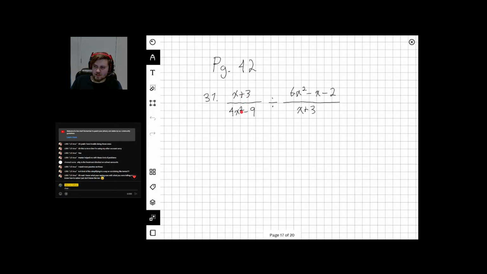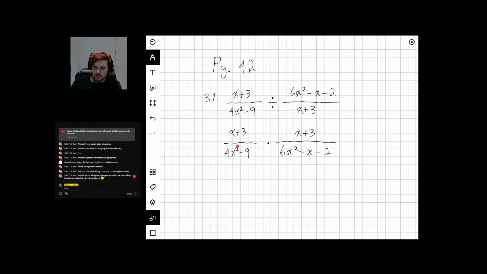Okay, we have (x plus 3) over (4x squared minus 9) divided by (6x squared minus x minus 2) over (x plus 3). So we have division of a fraction, and I don't like this sign, but the book wrote it this way. If we have division of a fraction, that's the same as multiplication by its reciprocal: (x plus 3) over (6x squared minus x minus 2) times (x plus 3) over (4x squared minus 9).